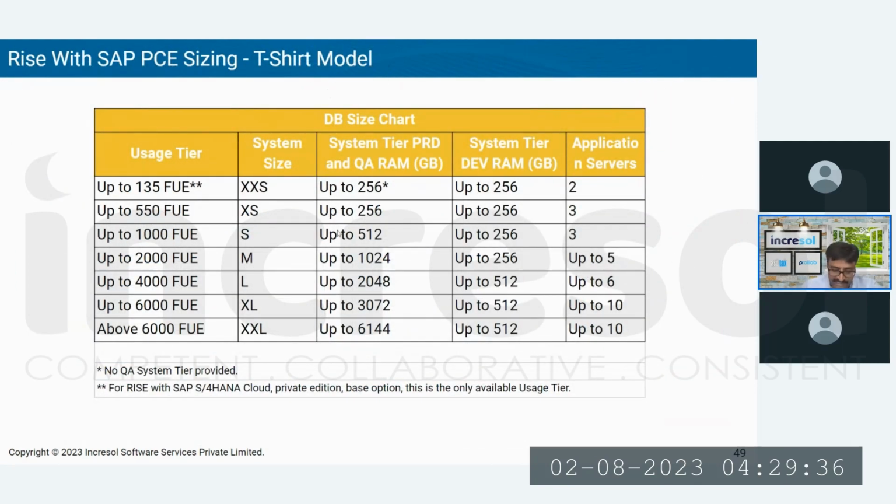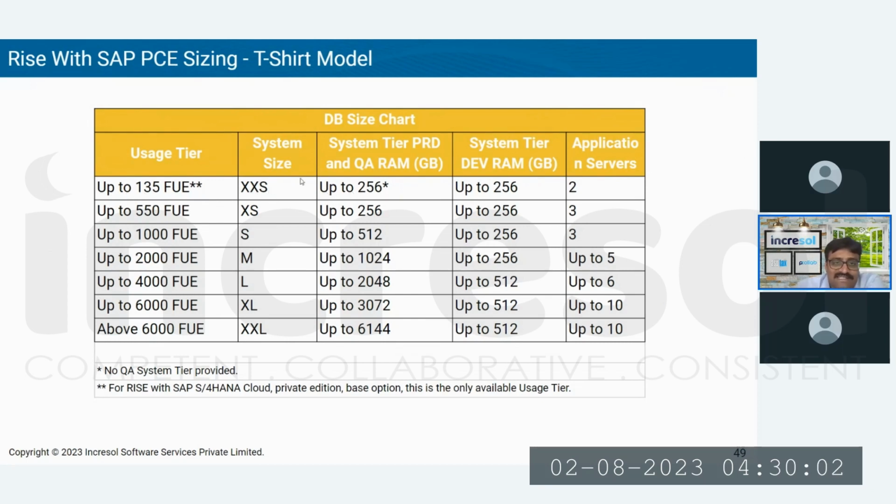So I'll come to the T-shirt model. I'm going to take 10 more minutes. I'm sorry I'm taking more time considering the heavy content and heavy information involved in this particular sizing topic. So I'm taking 10 to 15 minutes more. In the T-shirt model, as I said, FUE is one of the measures to decide the tier or the size of your particular infrastructure.